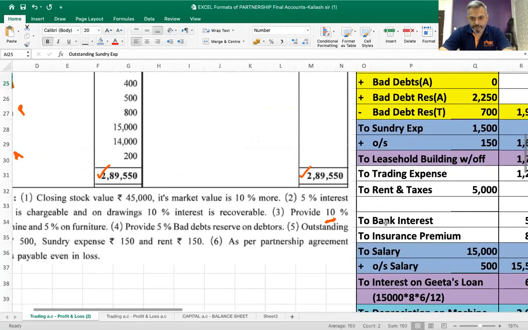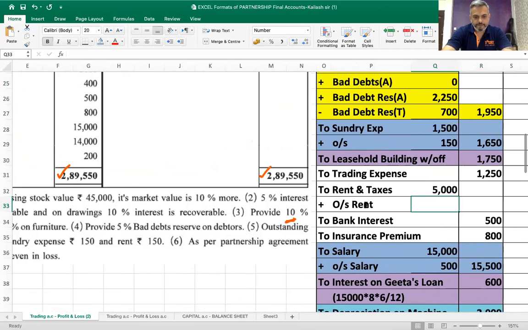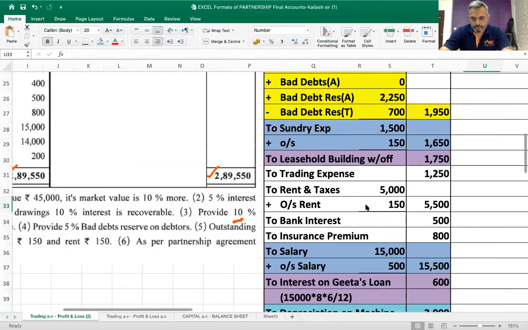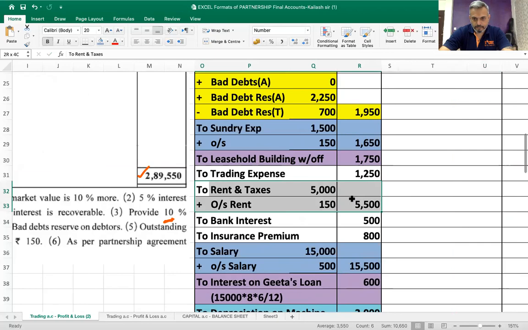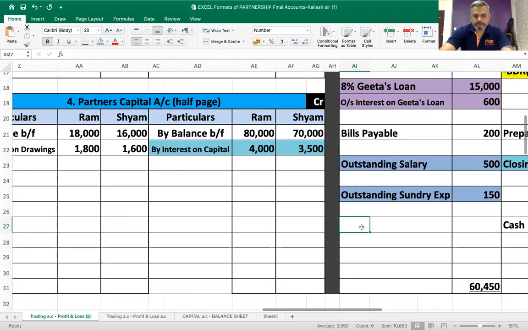Outstanding rent 150, rent which is yet to be paid. When can I say rent is yet to be paid? When I've already utilized the services, so it becomes my expense. I have not yet paid, so second effect will be it's our liability. So outstanding rent 150, second effect.